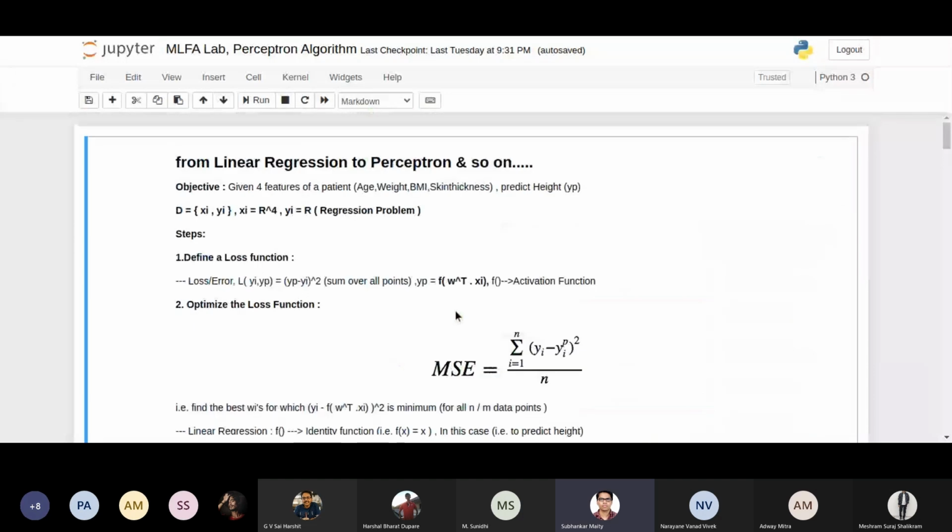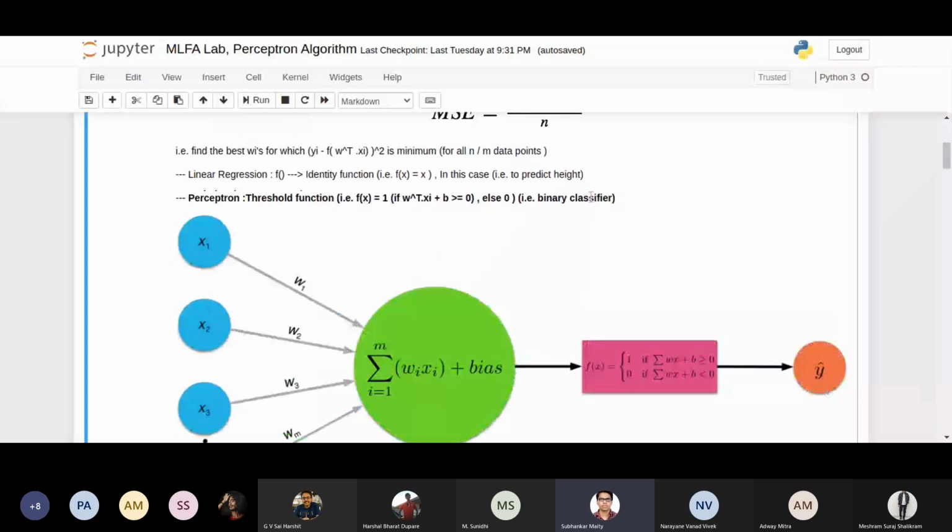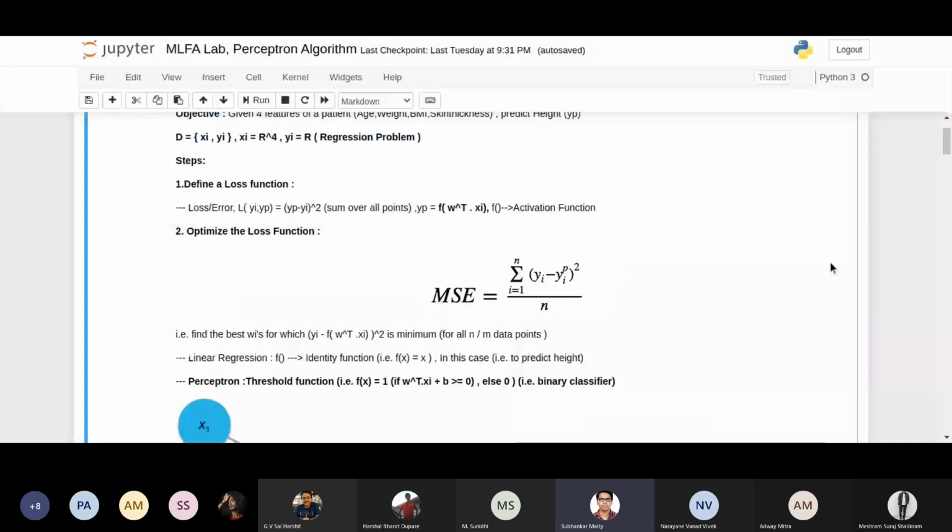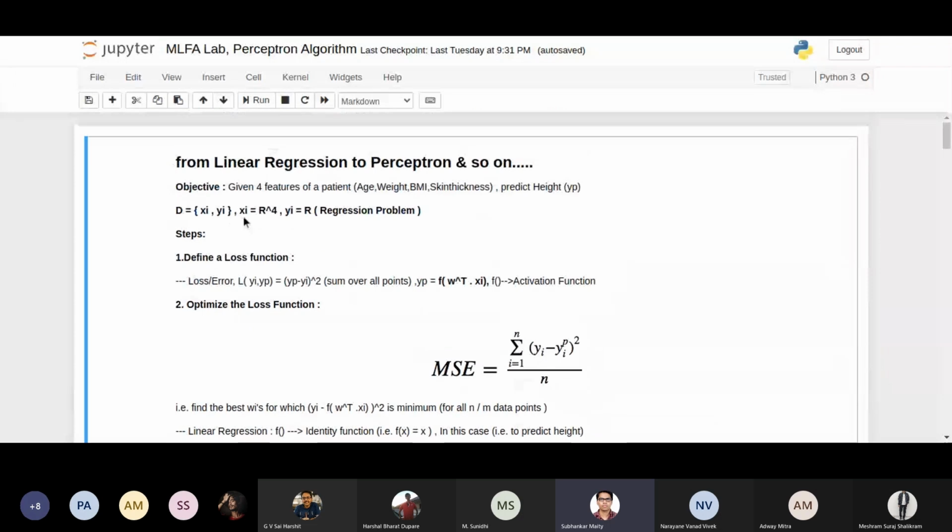Suppose the objective is, given four features of a patient, which are age, weight, BMI, and skin thickness, to predict the height, which is YP. Here YP and Y hat are the same. The dataset is xi and yi, and xi is in R4, meaning there are 4 dimensions of the data: age, weight, BMI, and skin thickness, and you have to predict the height, which is a real value. That is why it is a regression problem.